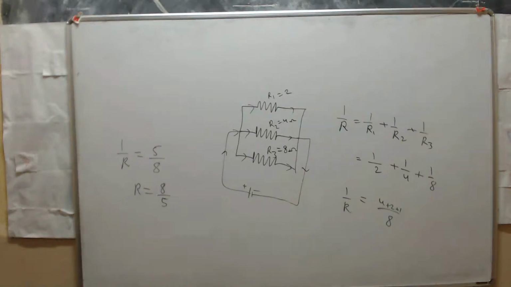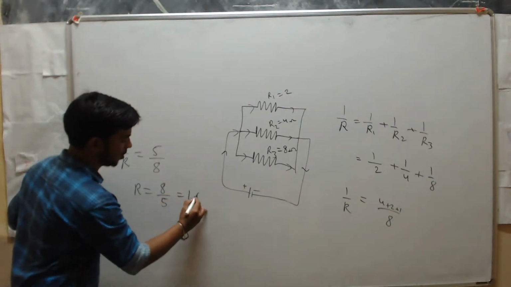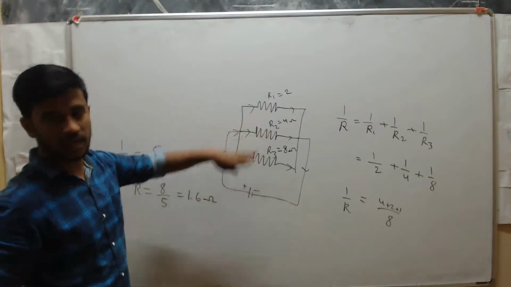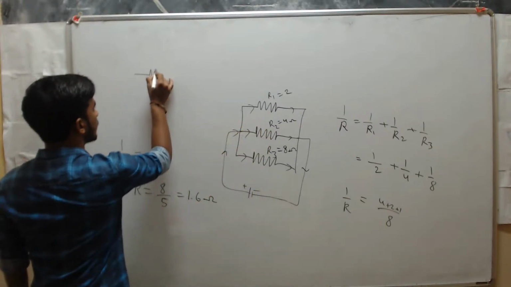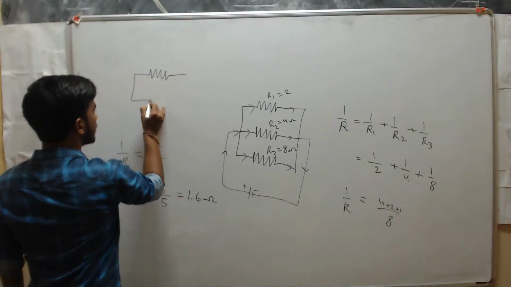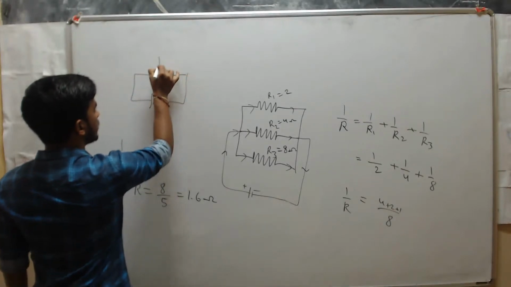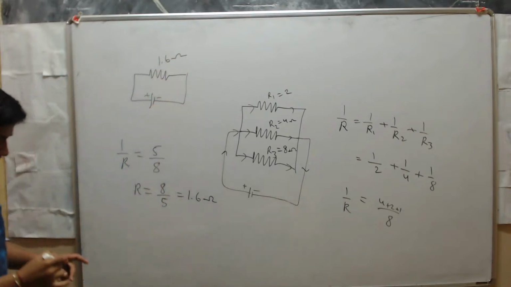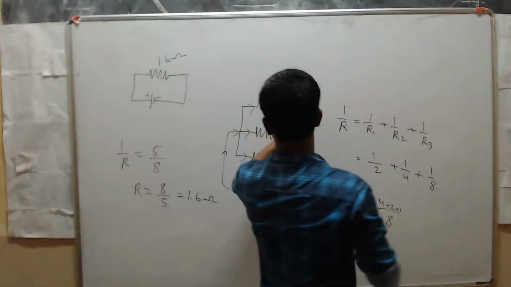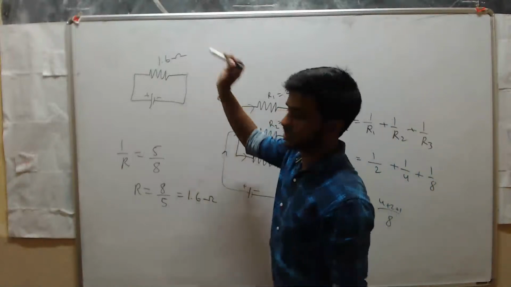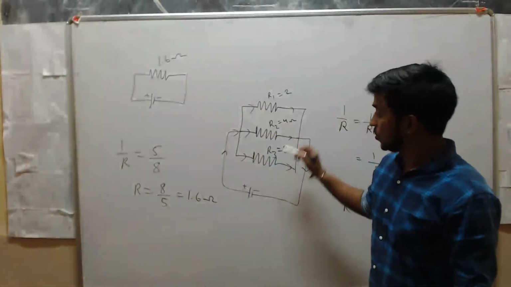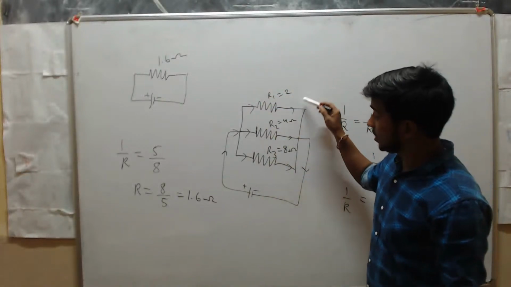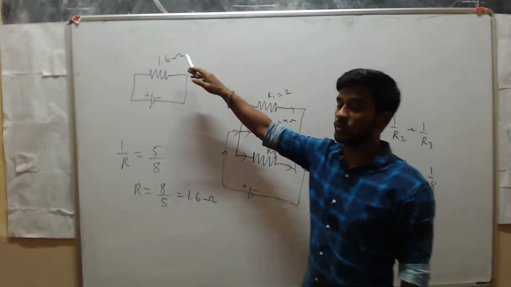8 by 5 is 1.6 ohm. Okay, so now we can redraw this circuit as here. 1.6 ohm. Instead of using 3 resistors like this, 2 ohm, 4 ohm, 8 ohm, you can use only 1 resistor like this. Here you have used 2 ohm, 4 ohm, 8 ohm, but the total resistance in this circuit is 1.6 ohm.